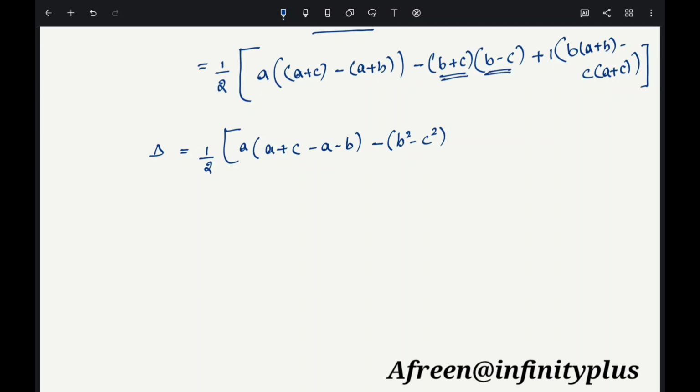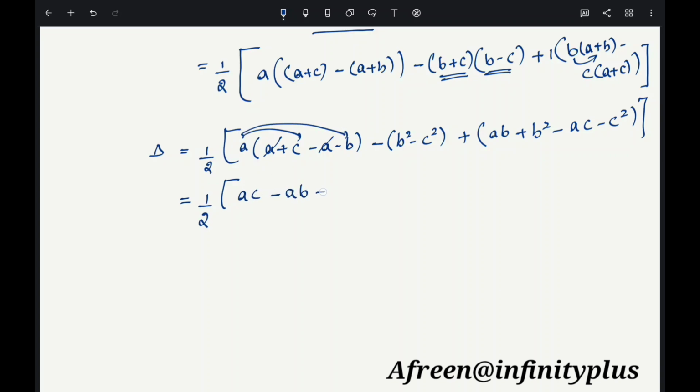So this will become A square minus B square, plus now you can multiply these things. So this will be AB. Multiply B with both, so it will become AB plus B square minus AC minus C square. Now plus A and minus A will get cancelled here. Next we will be getting half into, next we are multiplying A with C, you will get AC, minus A with B, so it is AB minus B square, and minus into minus is plus C square. Next we will be having plus AB plus B square minus AC minus C square.